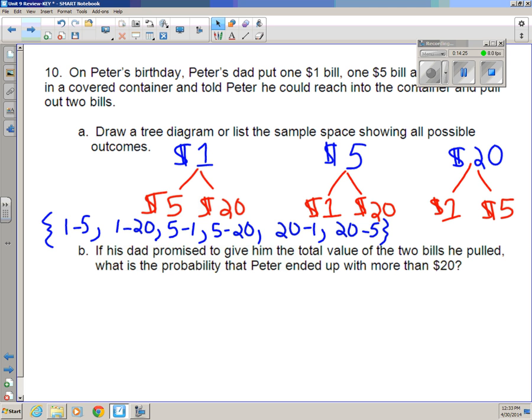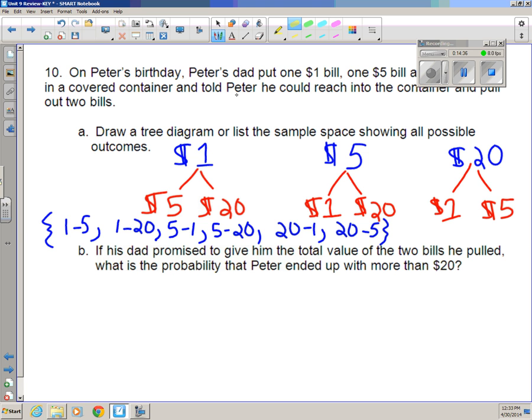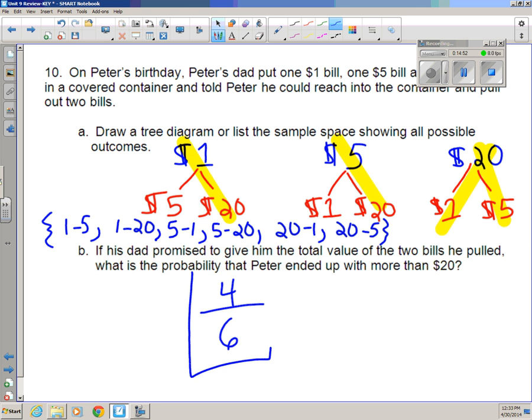If his dad promises to give him the total value of the two bills he pulls, what's the probability that he'll end up with more than $20? Well, that should be pretty easy. Let's see. If I want more than 20 bucks, I've got more than $20 here, that's $21. I've got more than $20 here, that's $25. I've got more than $20 here and more than $20 here. So if I do what his dad says, we could have 4 ways out of the 6 that he's going to end up with more than $20.